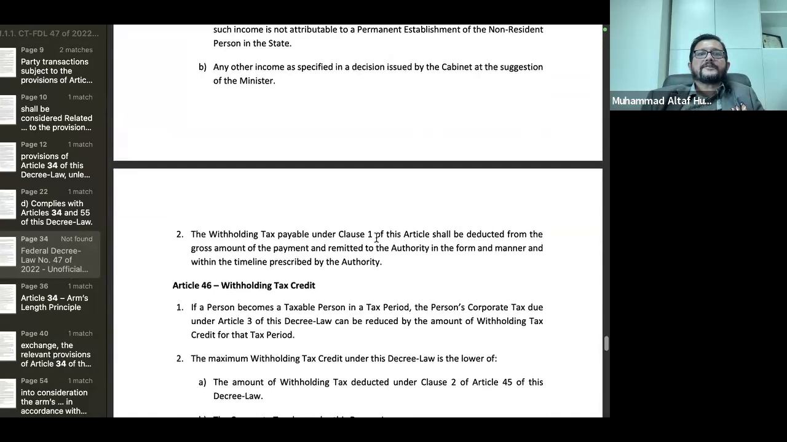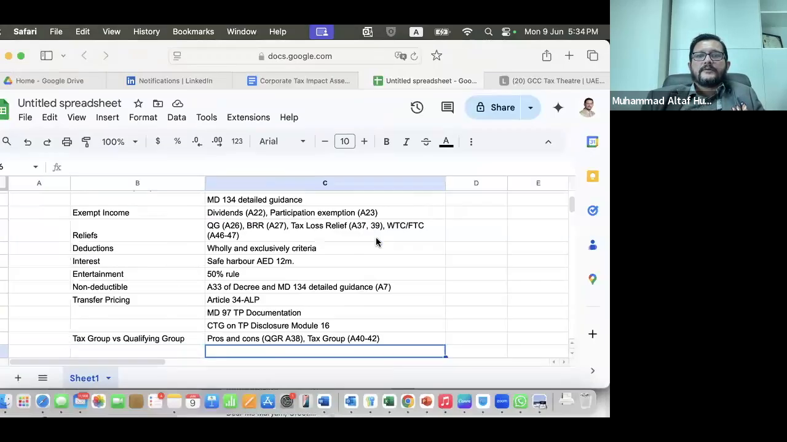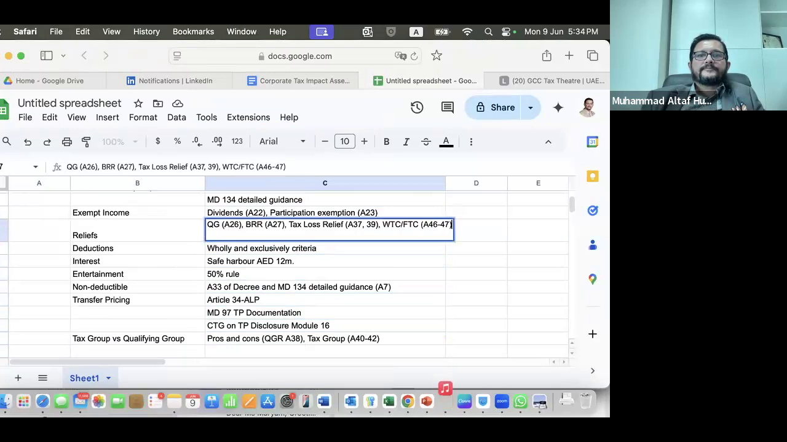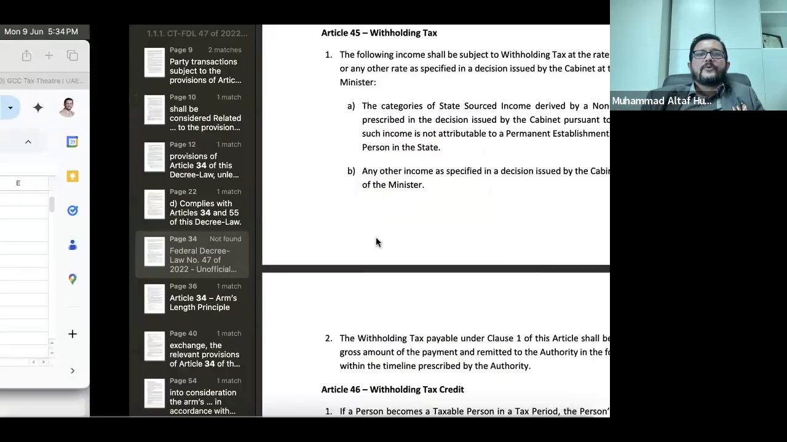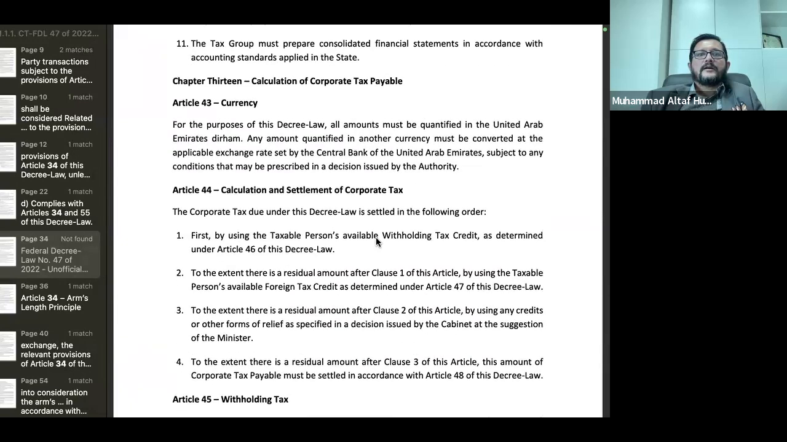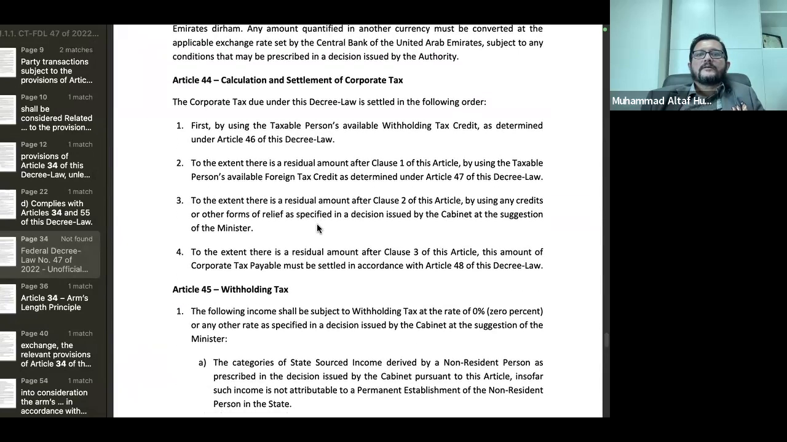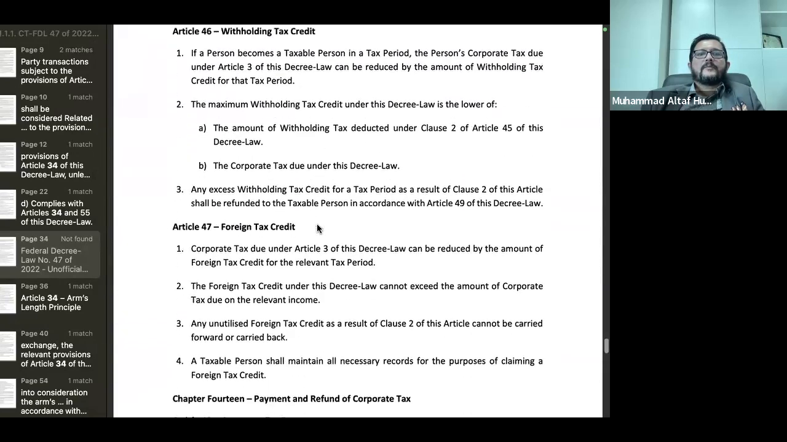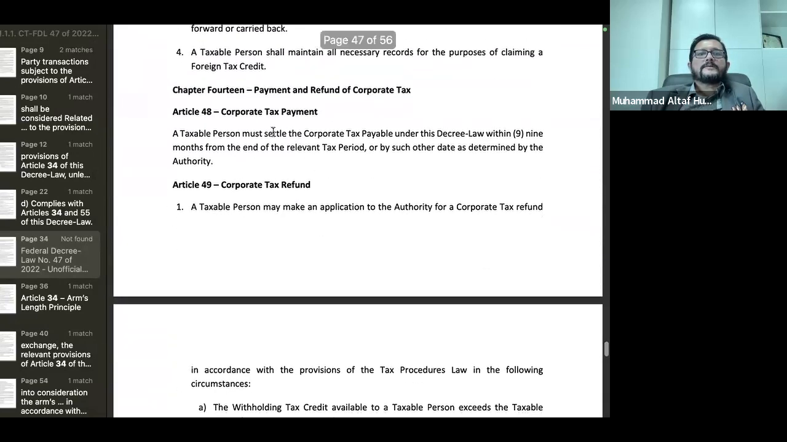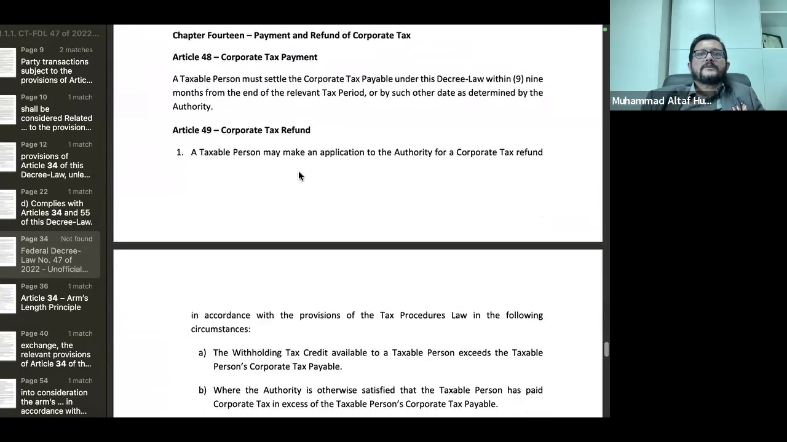Okay, it is starting from 45, so we should not write, where did it go? What was 44? Yes, calculation, settlement of profit. So this is procedural. Okay, then what next? Payments, now this is all procedures: corporate tax payment, refund.